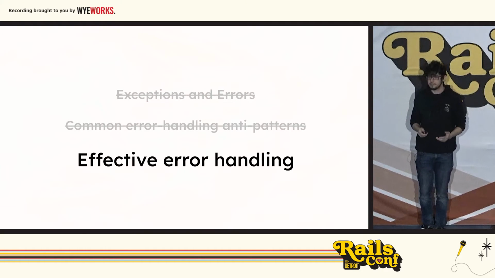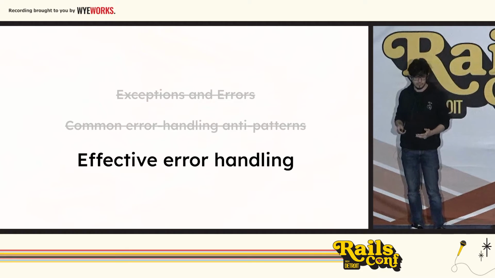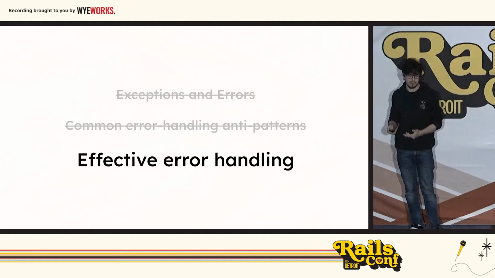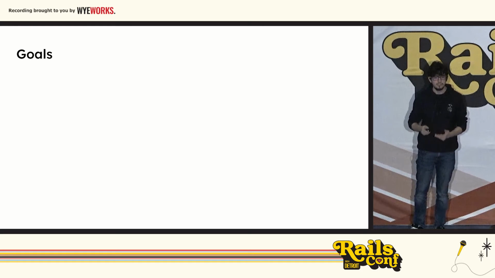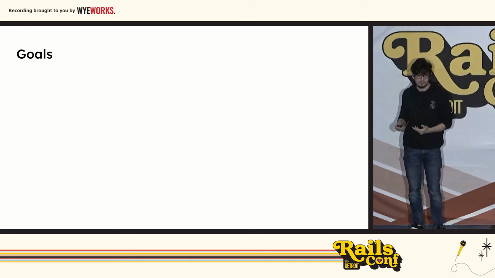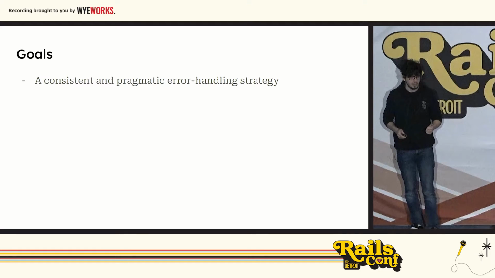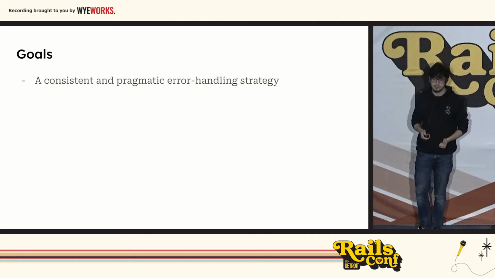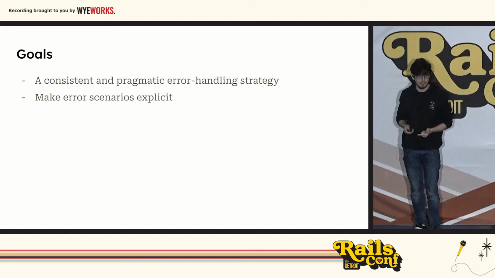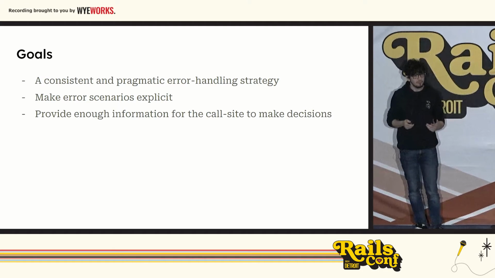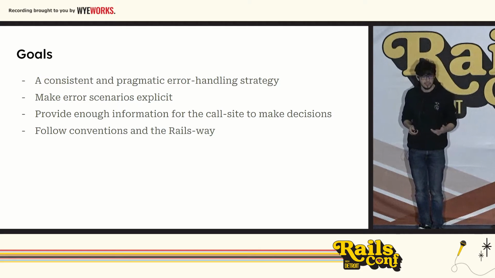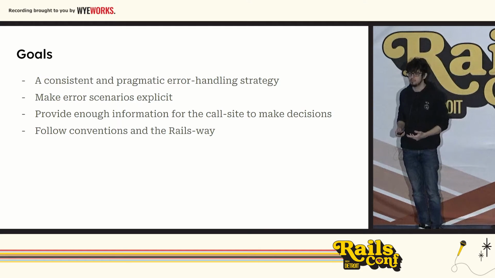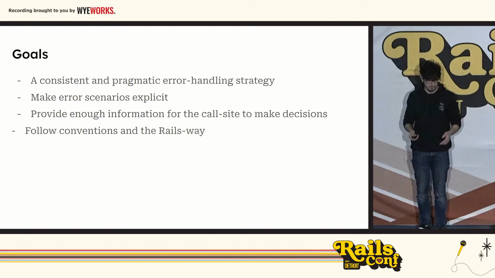And now let's go back to the actual core content of the talk, which is effective error handling. But the first thing is we need to ask ourselves, what are our goals? What do we need to achieve to get effective error handling? Our goals are: we want a consistent and pragmatic error handling strategy. We want to make error scenarios explicit. We want to provide enough information for the call side to make decisions. We want to follow conventions and the Rails way. We don't want to escape any of those goals throughout this talk.